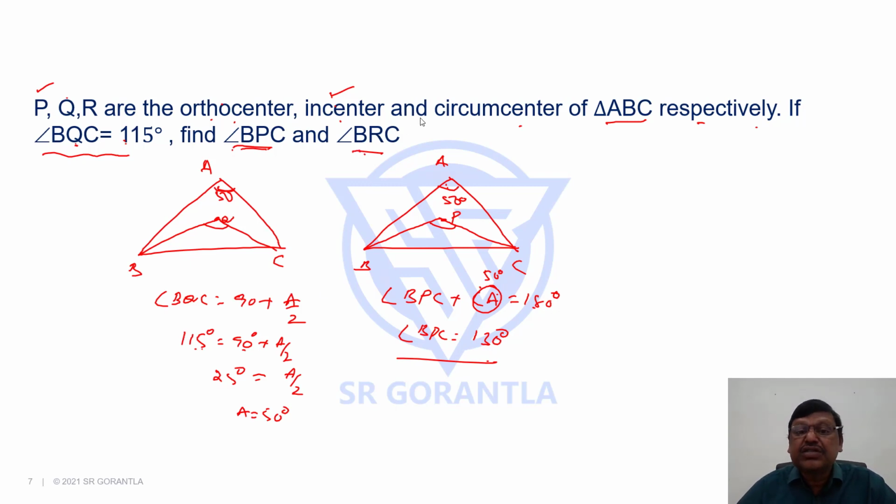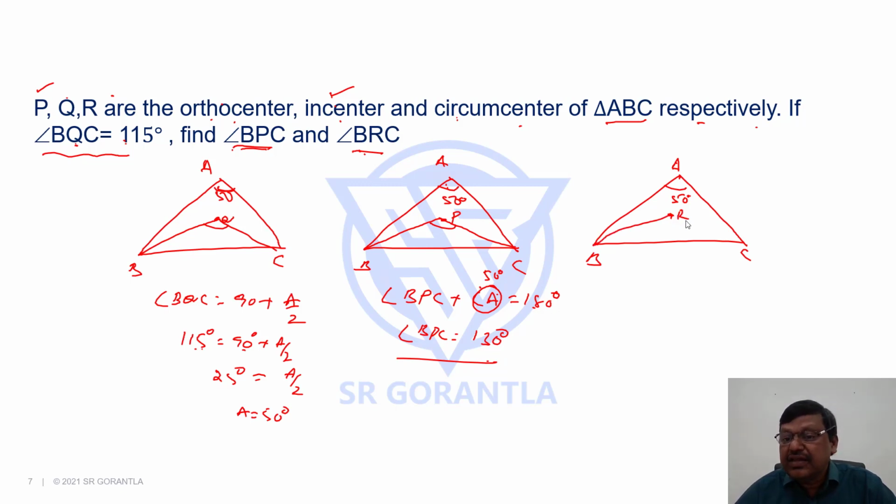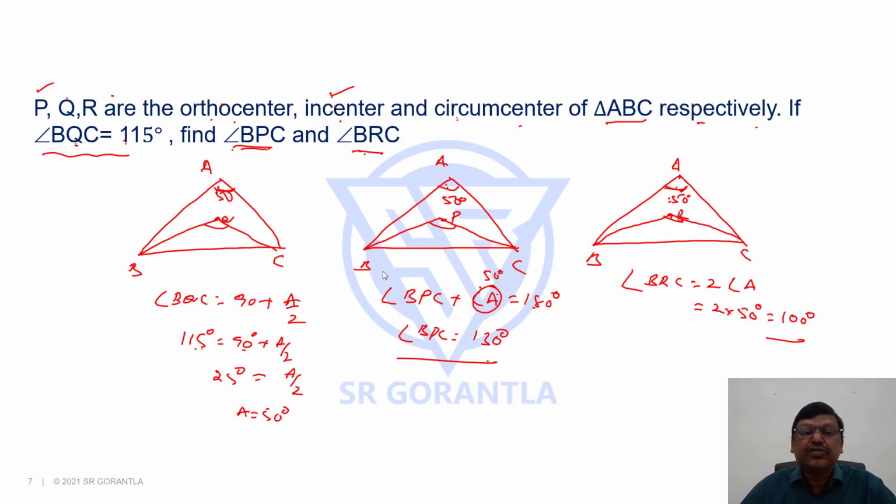Next, angle BRC, what is R? R is the circumcenter. Let me draw one more diagram to explain this. In triangle ABC, where angle A is 50 degrees, if R is the circumcenter, the angle at the circumcenter is twice its opposite angle. So angle BRC is twice its opposite angle A, that is twice angle BAC. And we know angle A is 50 degrees, so 2 times 50 is 100 degrees. Right? So this is how we can find angles at the incenter, orthocenter and circumcenter.